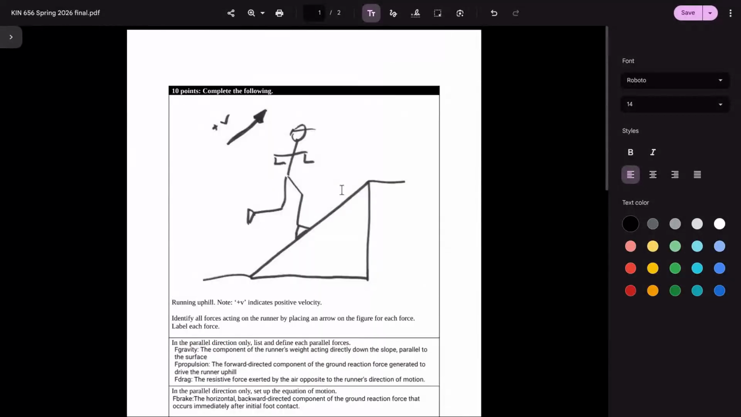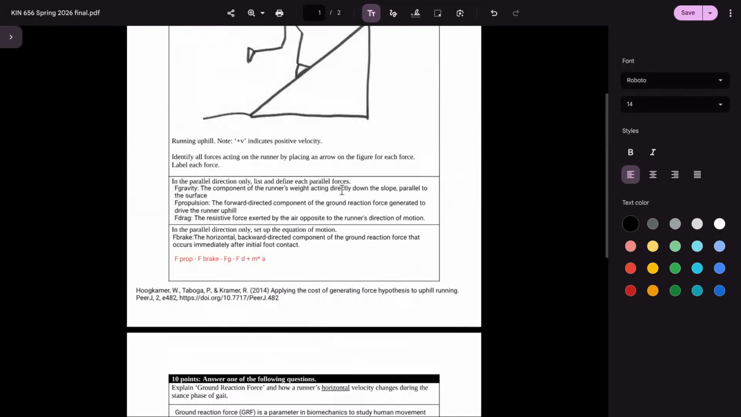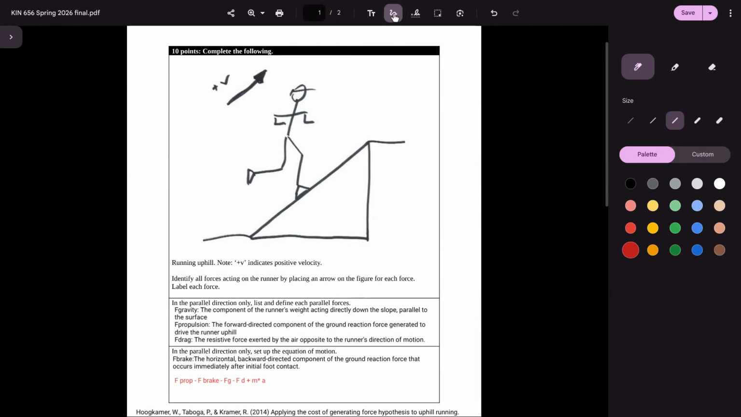Video on running uphill and explaining ground reaction forces. So we have a diagram of a runner going uphill, and this is going to look into different directions. We're looking at a positive velocity, meaning the runner is going uphill. They are accelerating.